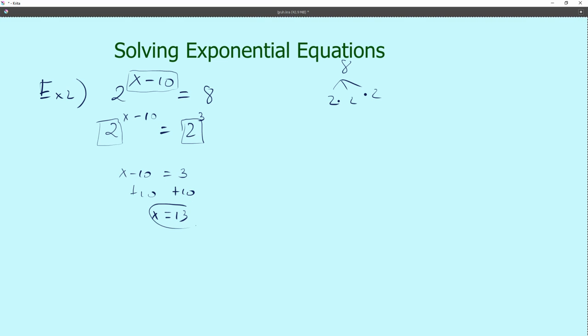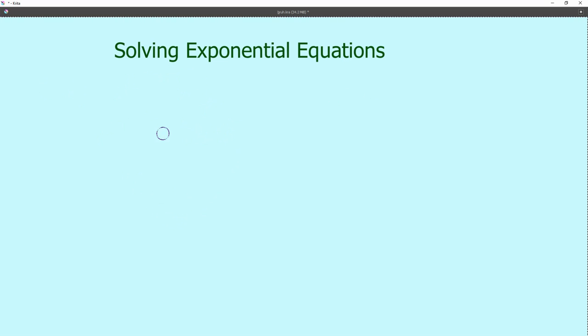And let's see if that really makes sense. You look back at the original equation. You put 13 there. 13 minus 10 is 3. 2 to the third power is 8. So that's how it works. Let's do a couple more. I have example number 3.